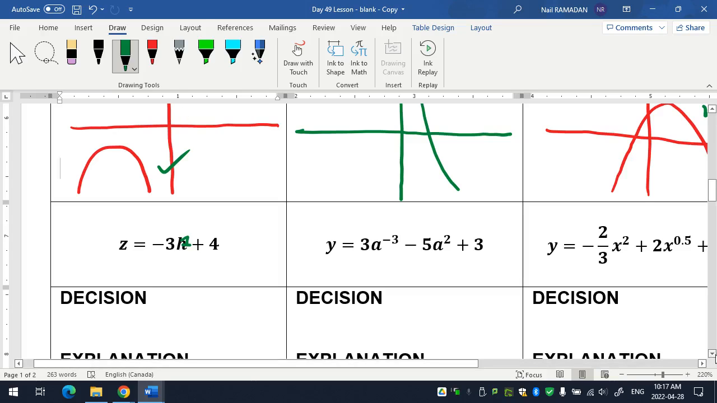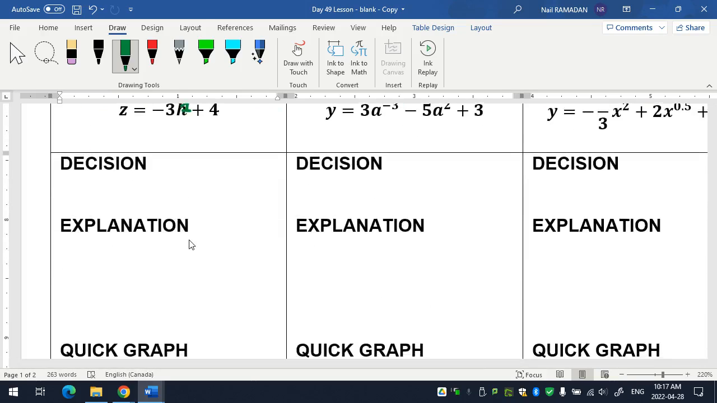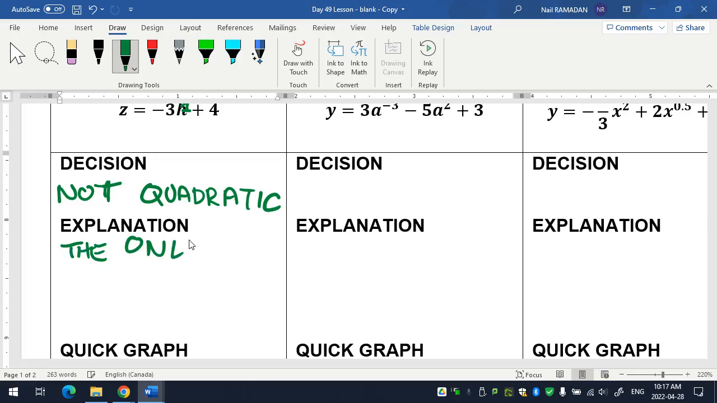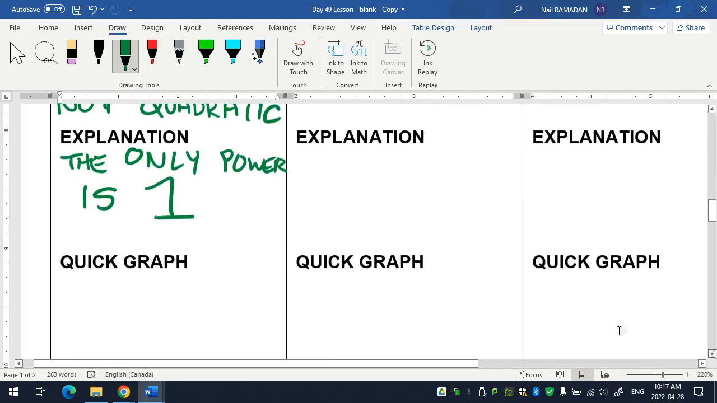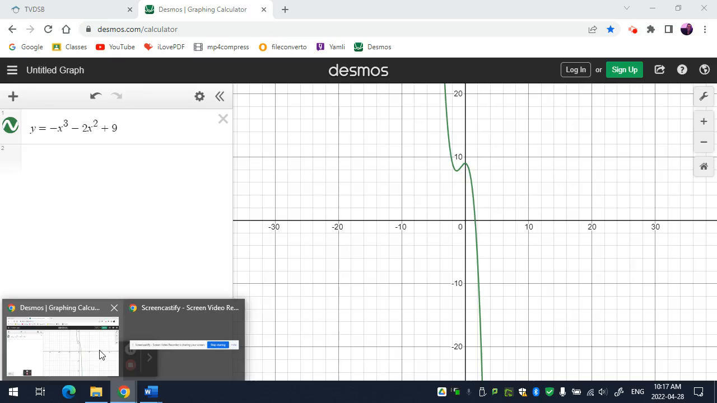So the decision is not quadratic. Not quadratic. And the explanation was what? The only power is 1. Quick graph. Sure. What is the quick graph?